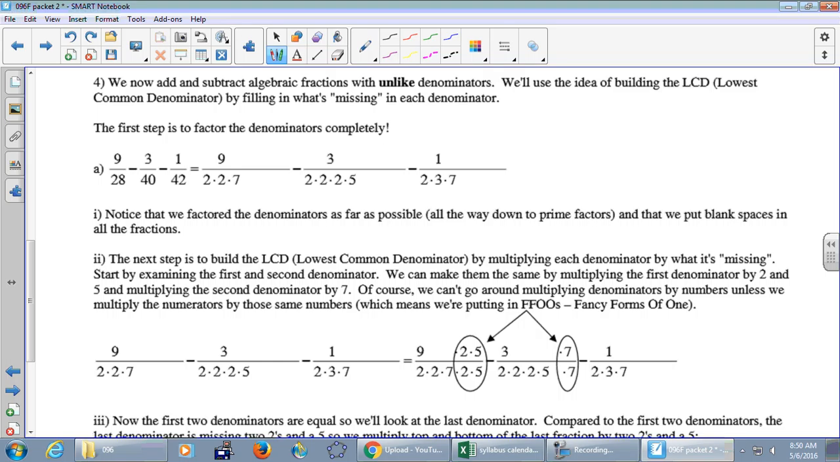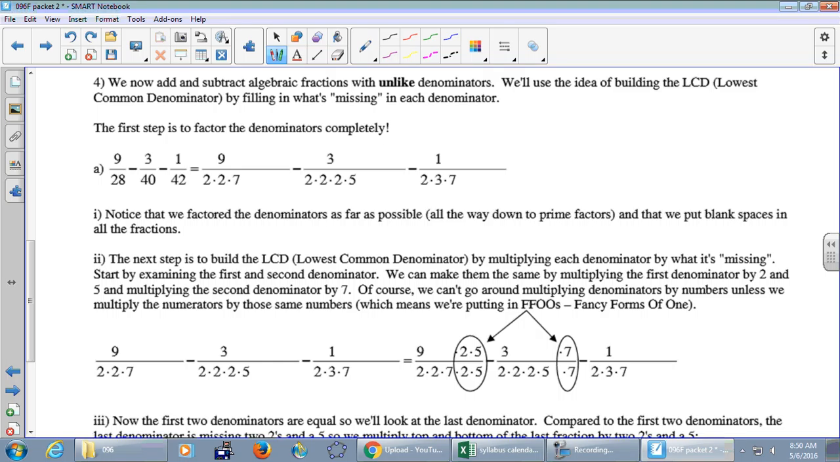Agree? Okay, now that the denominators are factored, we're going to make all the denominators the same by filling in what's missing. And notice that there's some blank spaces I've left in my fractions here. So let's just focus right now on the first two denominators. Don't worry about the third one at the moment. What is the second denominator missing that the first one has? What number?